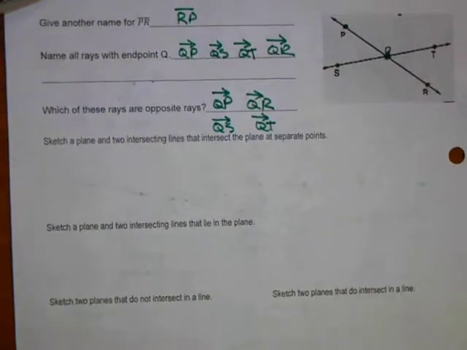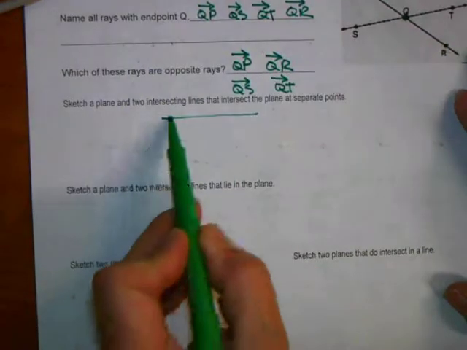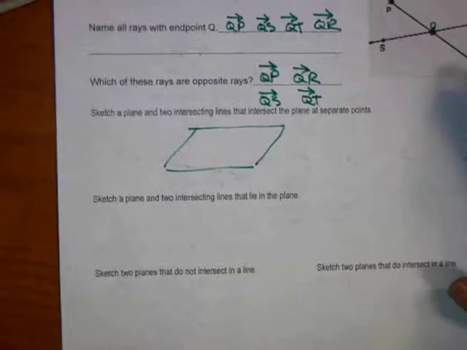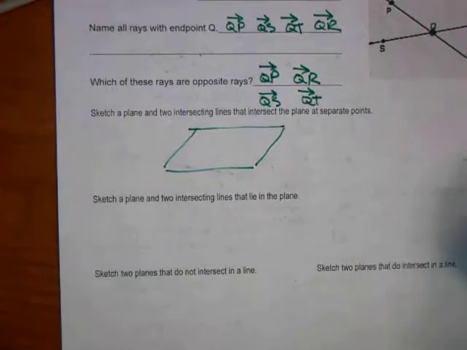All right, so not only do you have to identify from pictures, you have to sketch pictures too. I know some people this is easy, some people it's not so easy, but we can do it. All right? Sketch a plane and two intersecting lines that intersect the plane at separate points. So I'm going to start by sketching a plane, kind of like a parallelogram. Doesn't say I have to name it, so I'm just sketching the plane. And then two intersecting lines that intersect the plane at different points.